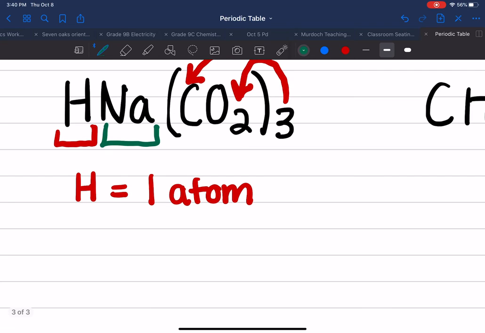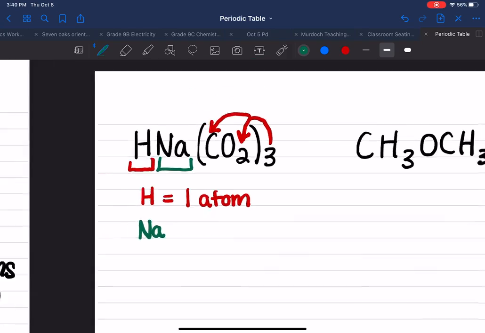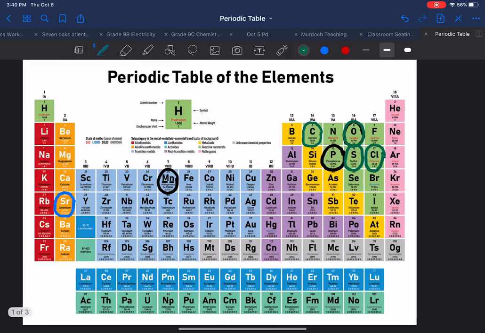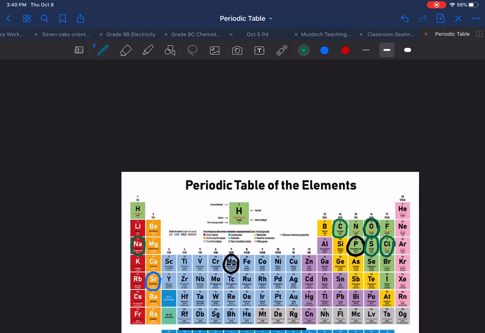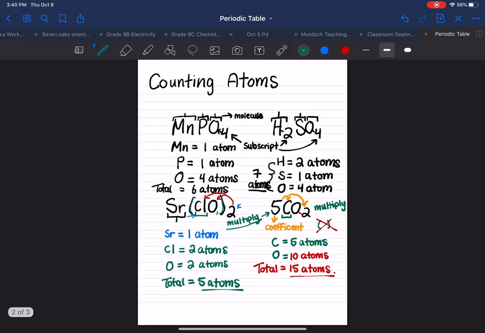Na. Okay, so N is capitalized with a lowercase a, and they have to stick together. If we look at our periodic table to make sure it's an element, Na is indeed an element. It is sodium, okay?